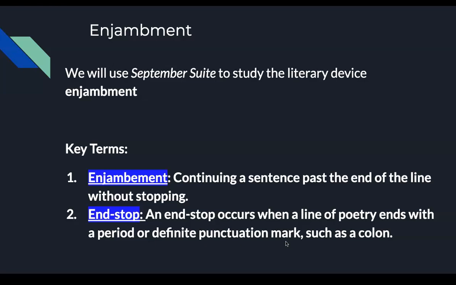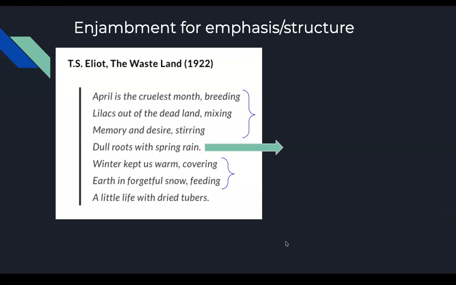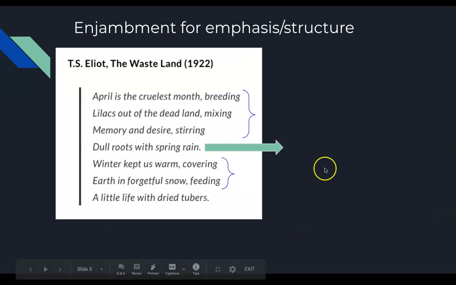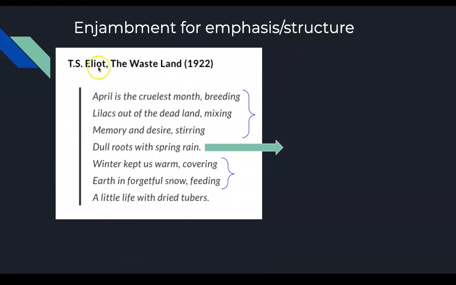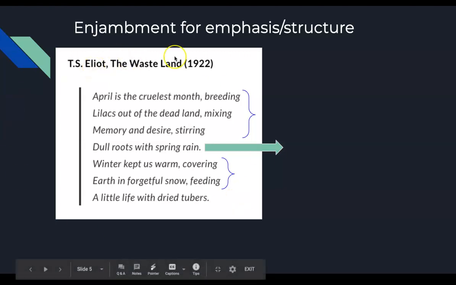Okay, so what are some ways that poets use enjambment? We're going to look at 3 ways that poets use enjambment. So I would set up number 1 here. The first way poets use enjambment is to create emphasis and structure. So we're going to look at this example. It is a single stanza from the poem The Wasteland by T.S. Eliot, and it's about spring, which we're living through right now, so I thought it was a good choice. First, let's just read it.